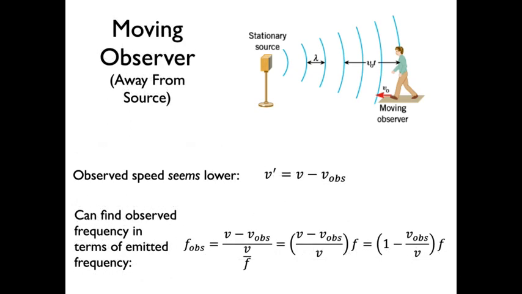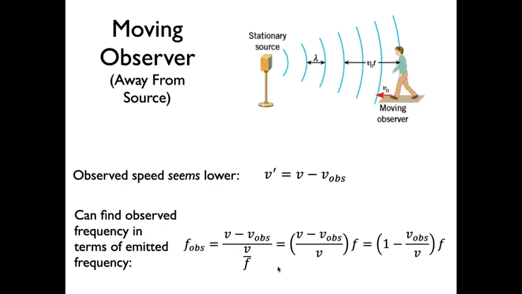Similar logic if you are walking away from the source. Sorry, my picture didn't change. The book that I grabbed these out of only had the one picture. But the observed speed seems lower now because you're walking away, so the sound wavefronts don't hit you as rapidly as they did before. That makes the frequency seem lower as well.